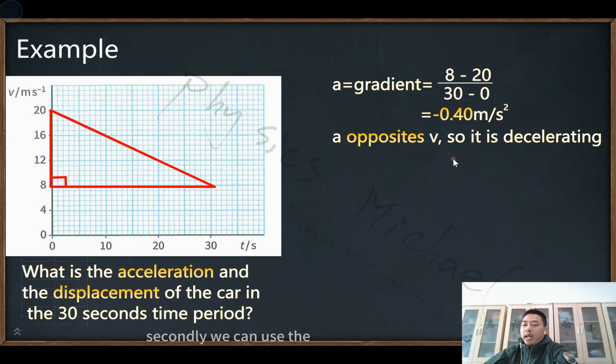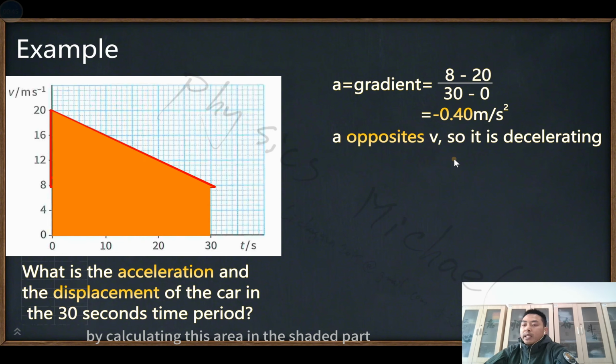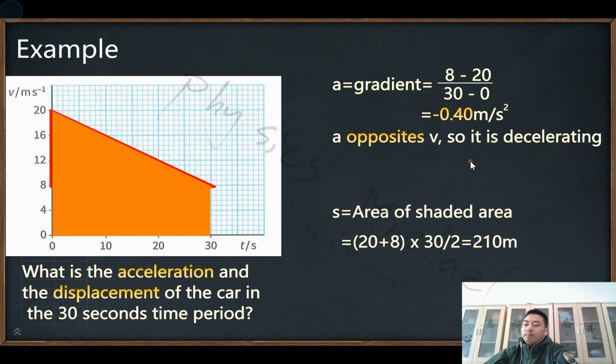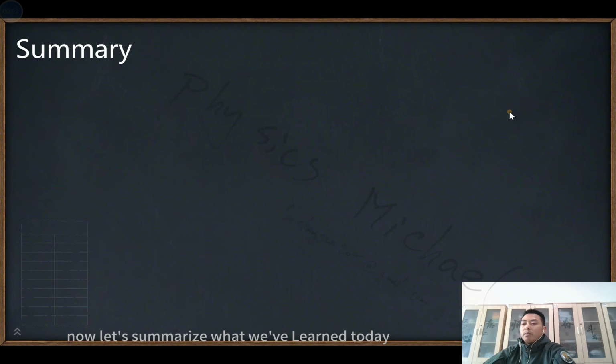Secondly, we can use the area under the VT graph in 30 seconds. By calculating the area of the shaded part, we can easily find that the displacement in 30 seconds is 210 meters. Now, let's summarize what we've learned today.